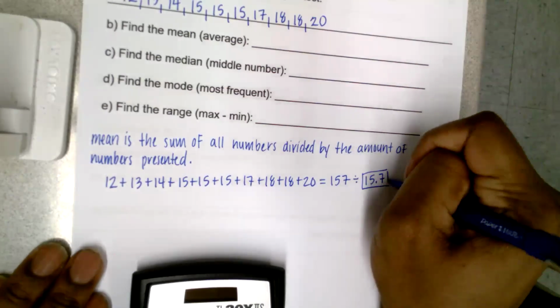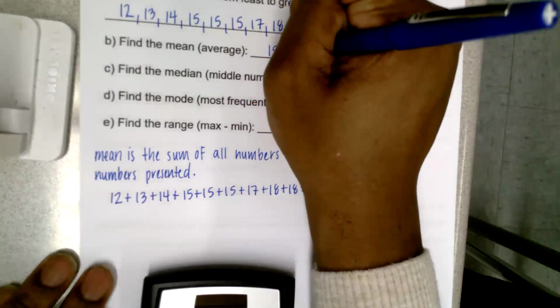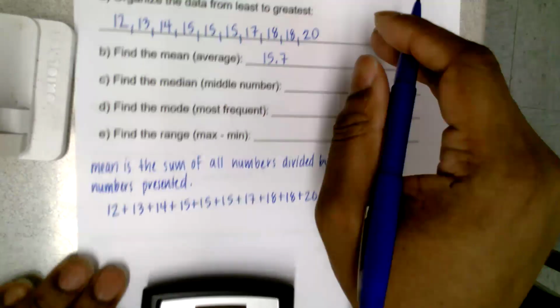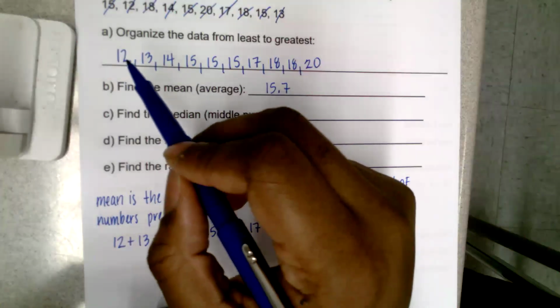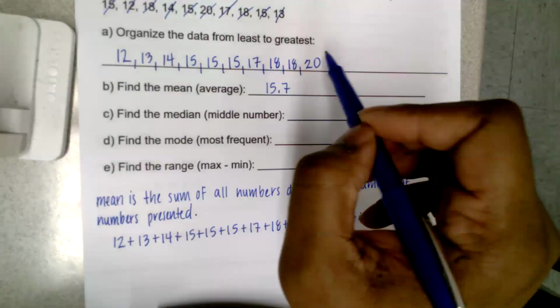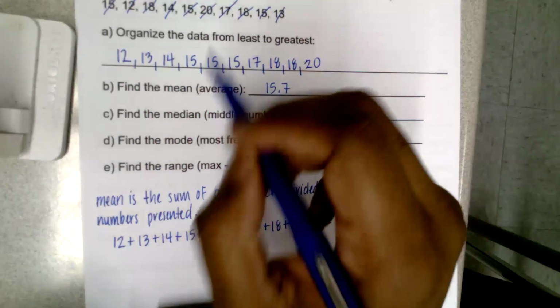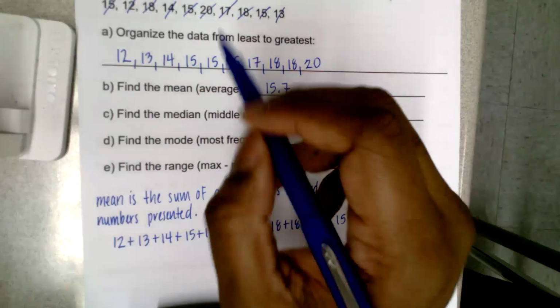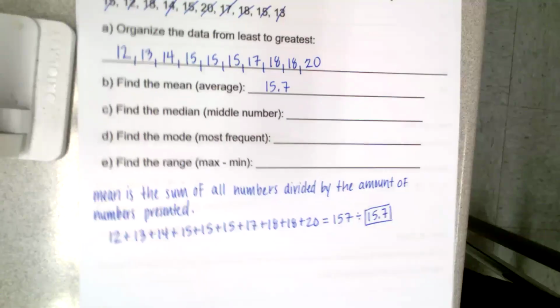So the mean or average is 15.7. And that makes sense because the data is between 12 and 20. 15 is presented the most, and 15 is like the mid number of all the numbers presented. So 15.7 makes sense.